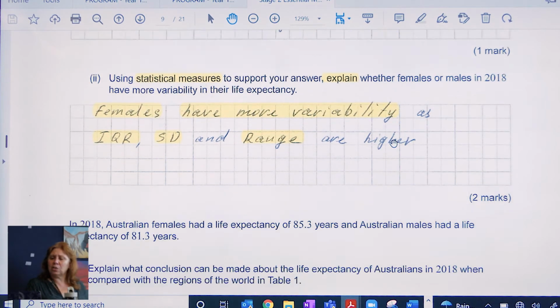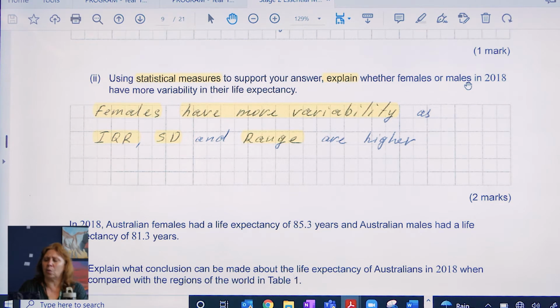The next question is 2 marks. They say using statistical measures, so they need to use IQR or standard deviation or range, or all of them actually. In general it's IQR and standard deviation, but range as well. It's mentioned: using statistical measures to support your answer.